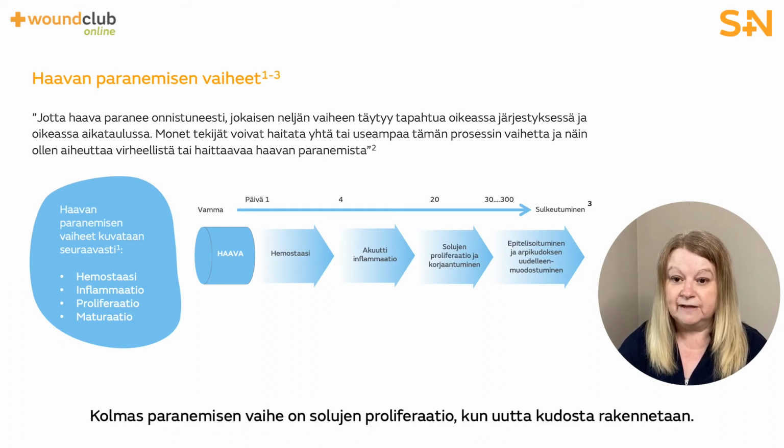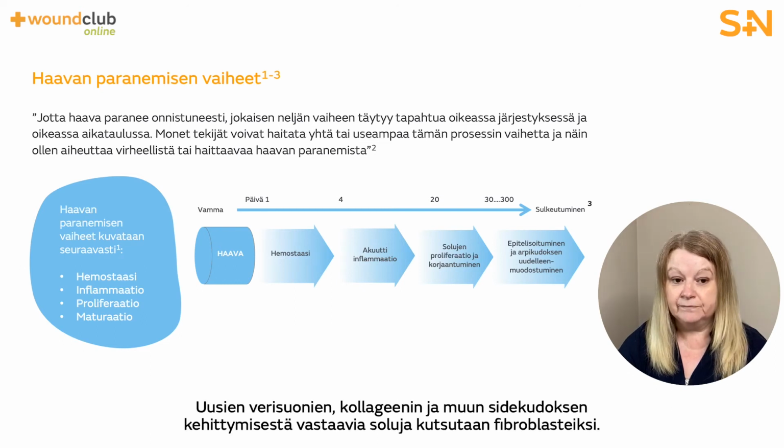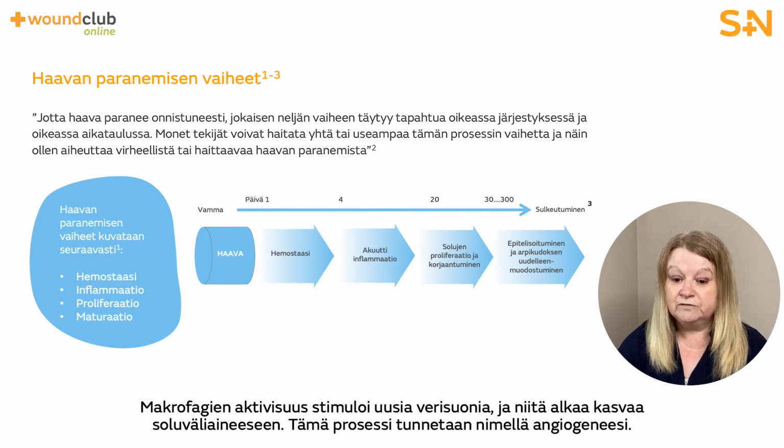The third phase of healing is proliferation, when new tissue is rebuilt. The cells responsible for the development of new blood vessels, collagen, and other connective tissue are called fibroblasts. New blood vessels are stimulated by macrophage activity and begin to grow into the matrix, a process known as angiogenesis.